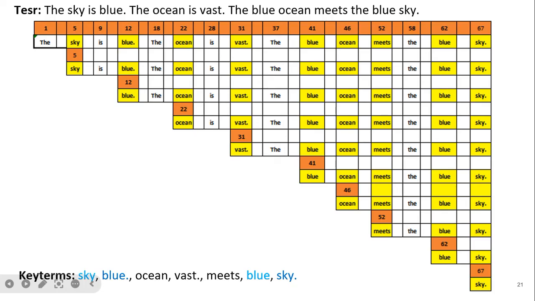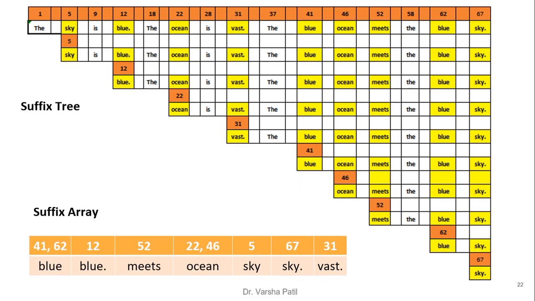This is very easy, we only need to keep a count. For example, 1 2 3 4, and again the sky will start at 5, so 5 6 7 8 is again a space. So in this way we maintain the counter, and it is very easy to create the suffix array and suffix tree for a given text.